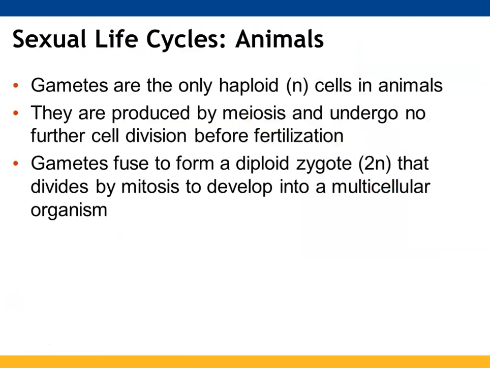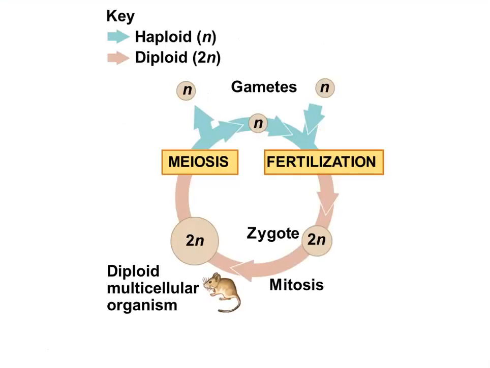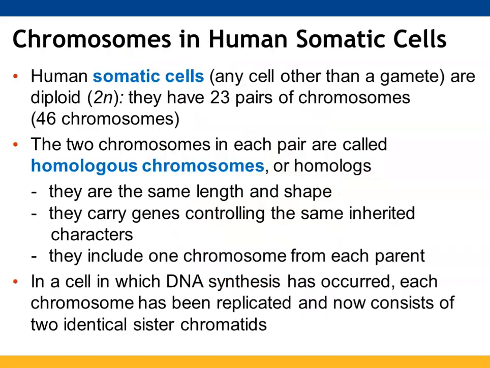With animals, the only haploid cells that animals have are their gametes. Gametes are produced via meiosis, and they will not go through any additional cell division until they are fertilized. When gametes are fused together, a sperm and an egg, they produce a diploid zygote that then divides via mitosis to continue to make additional diploid cells that will eventually generate a multicellular organism. And so that's what you're seeing in this particular cycle. There you have your haploid gametes. They fuse together, they form the diploid zygote. The diploid zygote continues to grow via mitosis into a diploid multicellular organism.